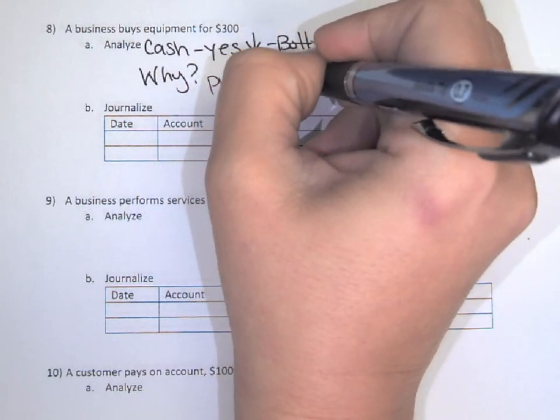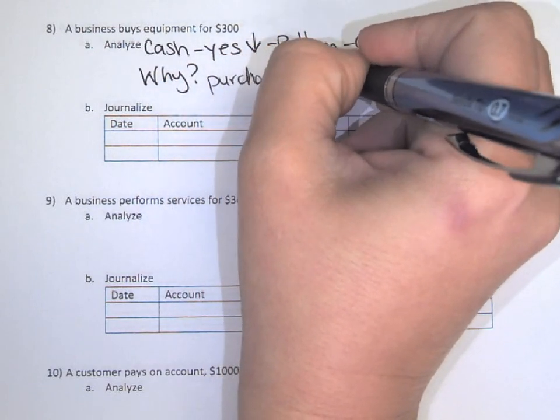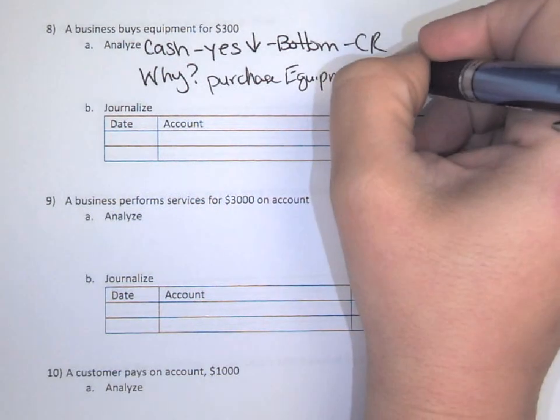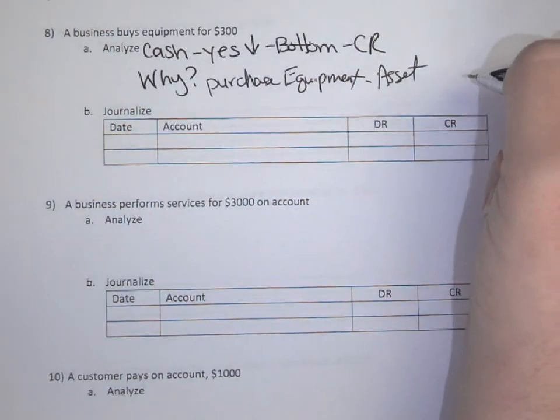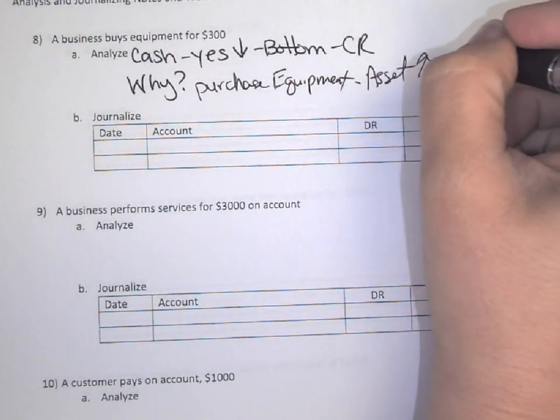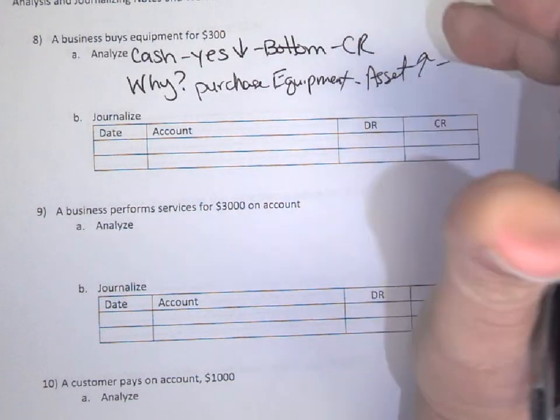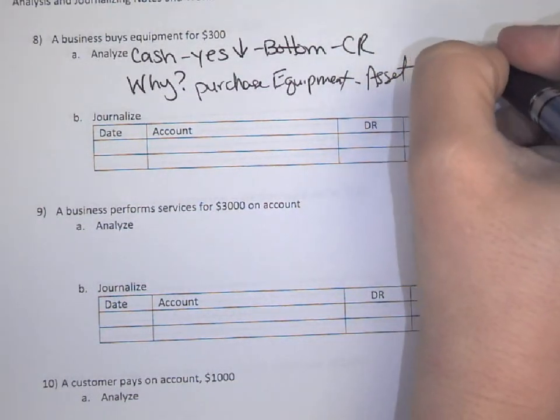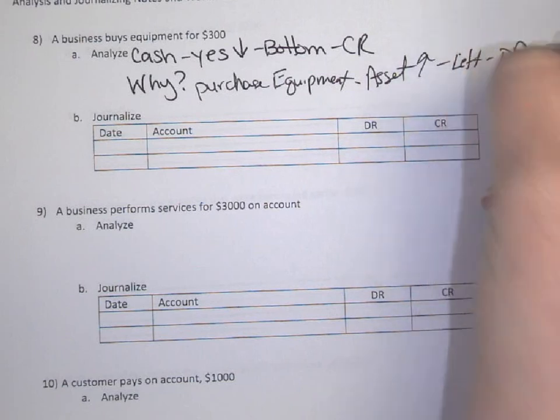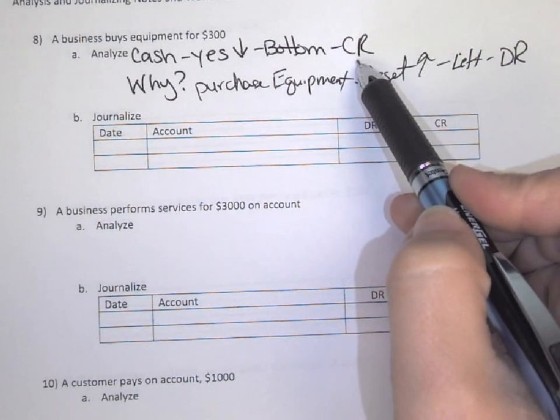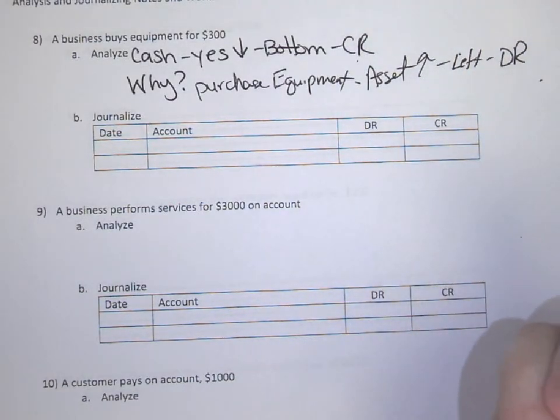Equipment. Now, equipment is an asset account. And when we look at that asset account, that asset is increasing, and assets increase on the left. That means that's the debit. Although we didn't have to go through all that because we had our cheat, so we know that's the credit, that has to be the debit.